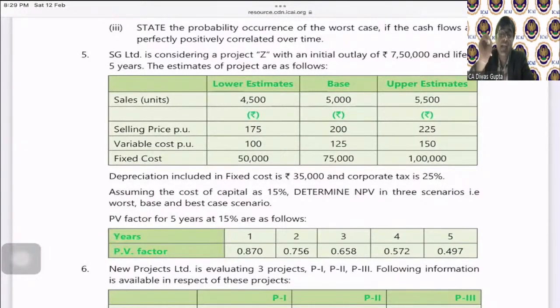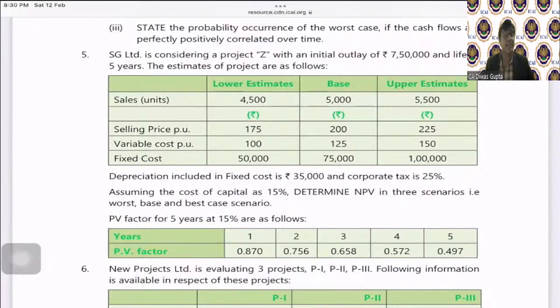So a quick catch here, in the 5th question, students, is that everything else is fine, but what scenario value is to be taken is the question. Now, if we talk about sales, the worst case will be the lower estimate of 4,500. Base case will be 5,000 units. And the best scenario will be the upper estimate of 5,500 units.